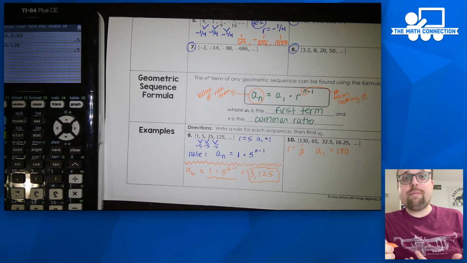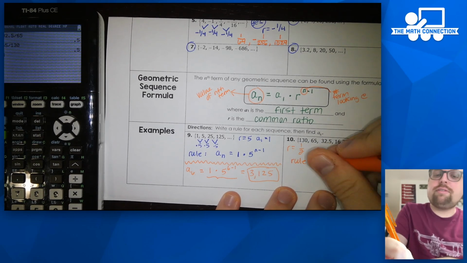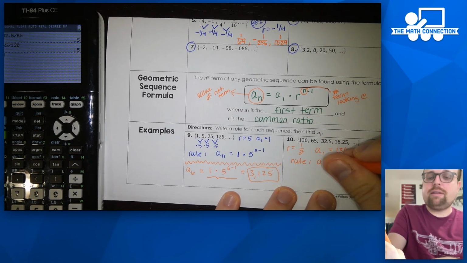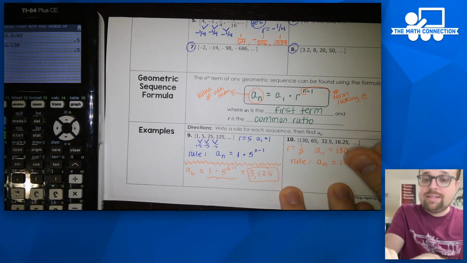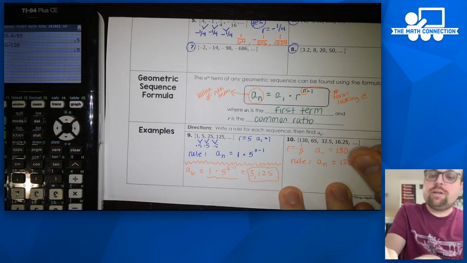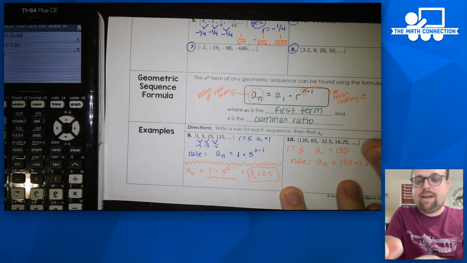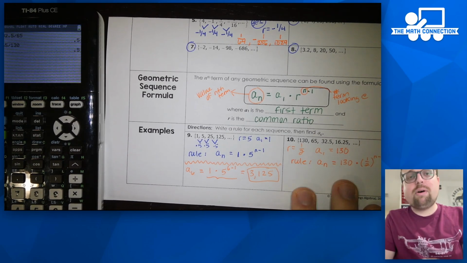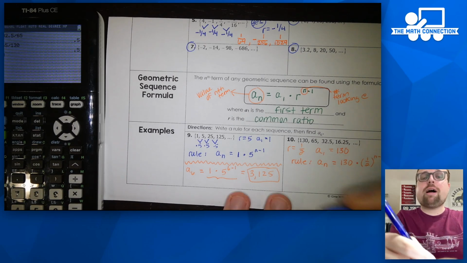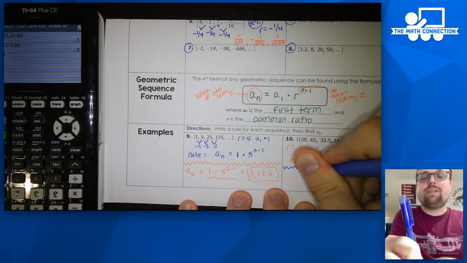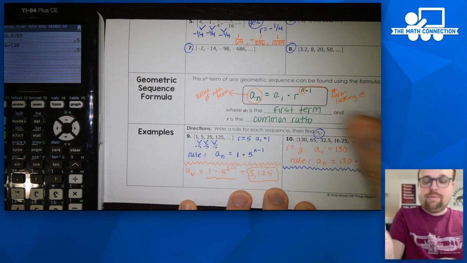So we have enough information for us to write the rule. The rule that you can use to find any term is a sub n is equal to the first term, or a1, times the common ratio, which is 1/2, to the power of n minus 1. And that's the most that you can do unless you know what specific term you're solving for. And in this problem, we do know that. We're solving for the sixth term. That's what the directions told us to do right here.